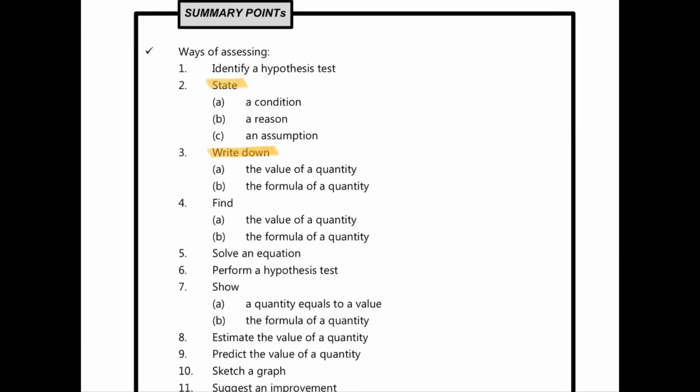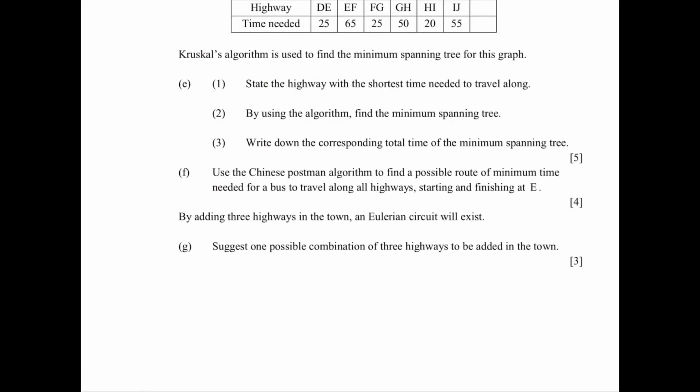Sometimes we are required to find the value or the formula of a particular quantity. And the main difference between find and write down is that usually for finding, we are expected to show some workings. So by using this example from graph theory, we are expected to use the Chinese postman algorithm to find a possible route of minimum time needed.